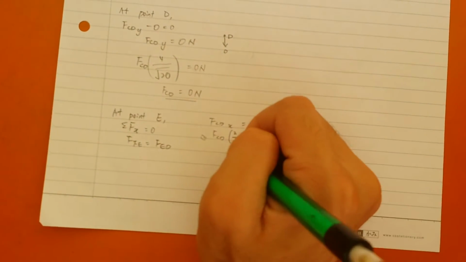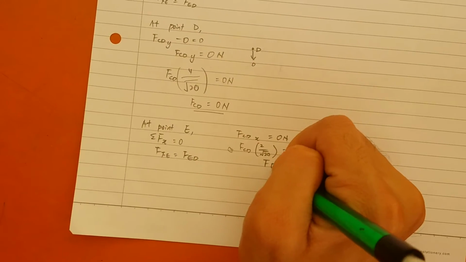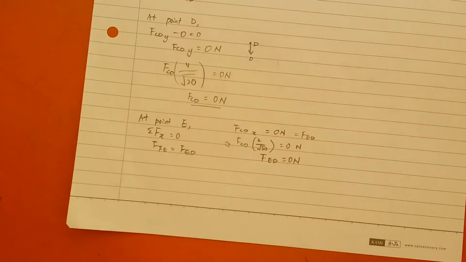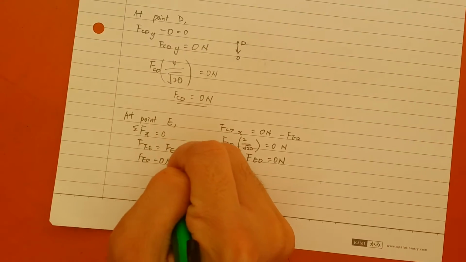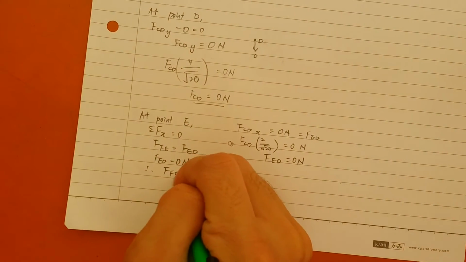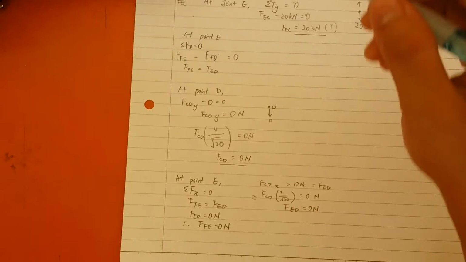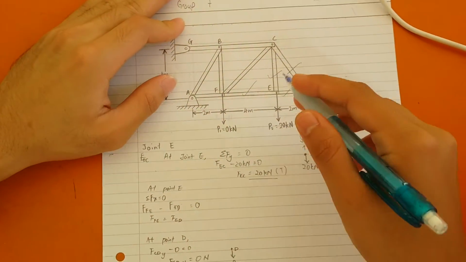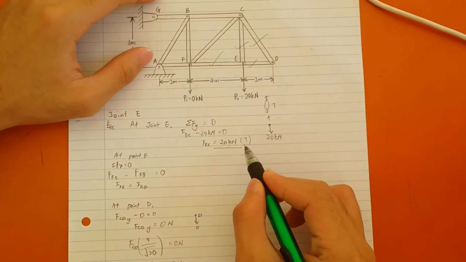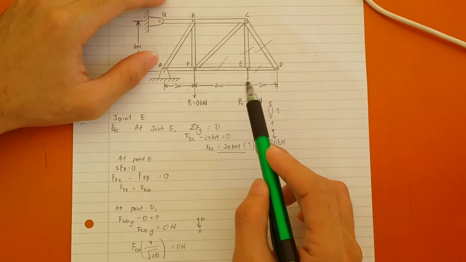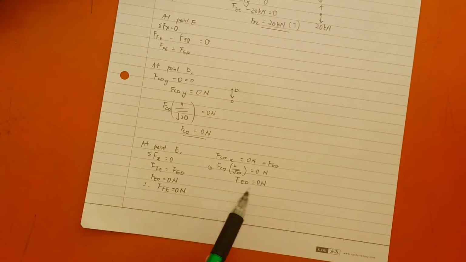So from here we can know that the FED is equal to 0 Newton also. Since FED is equal to 0 Newton, FE is equal to 0 Newton as well. Now we have how many answers? 4. So far we know FEC, FDC, FFE, and FED.